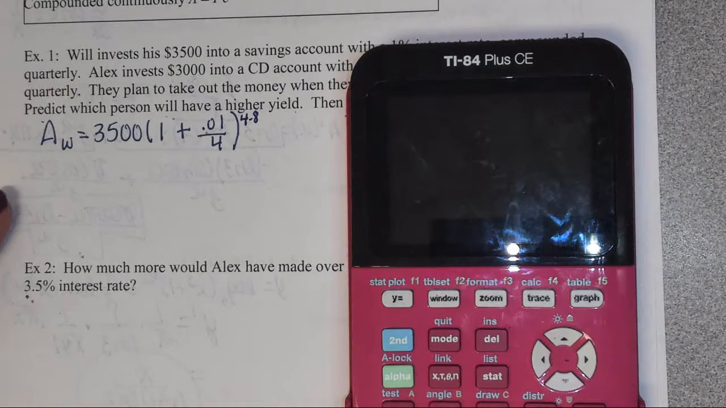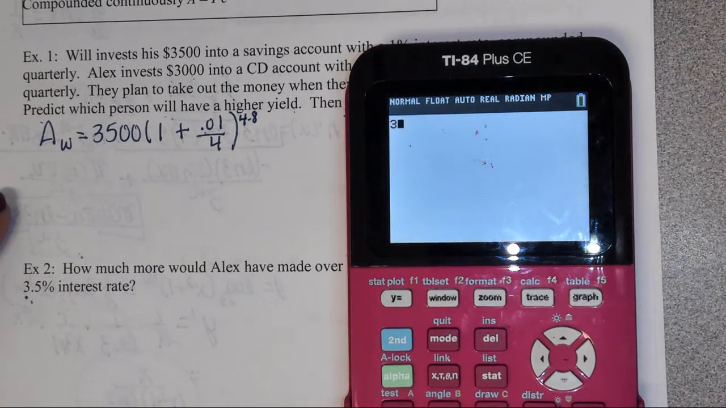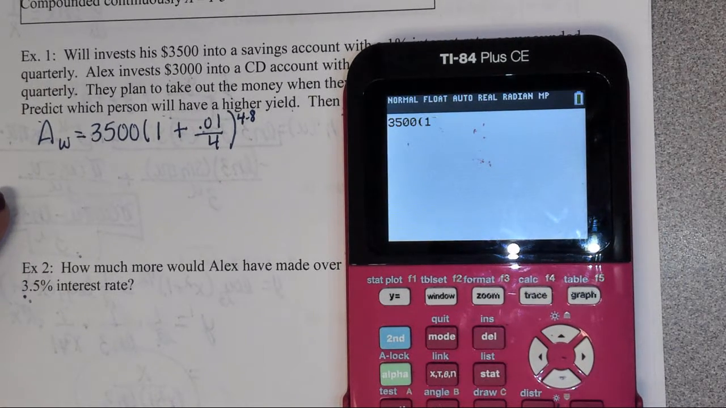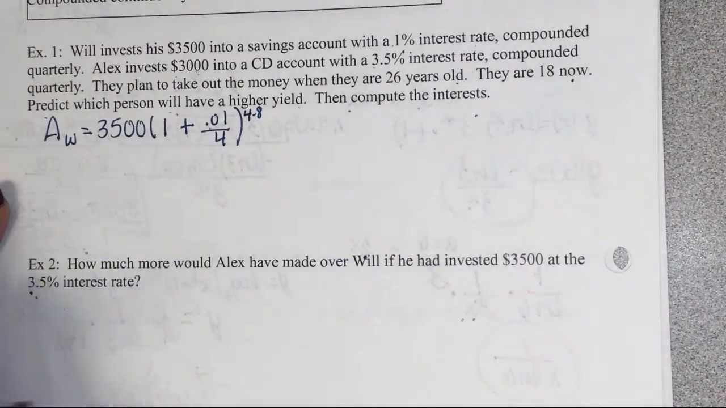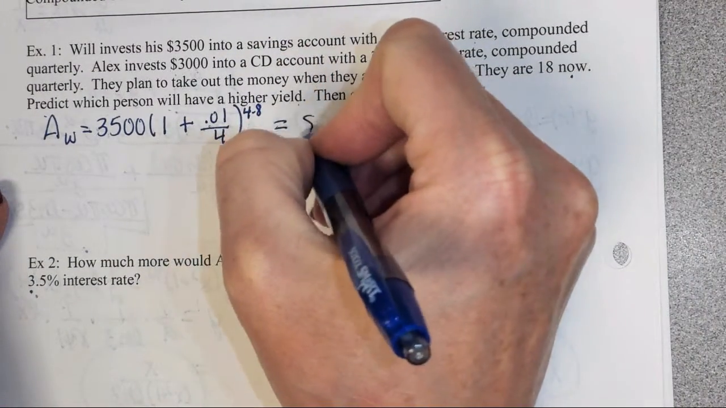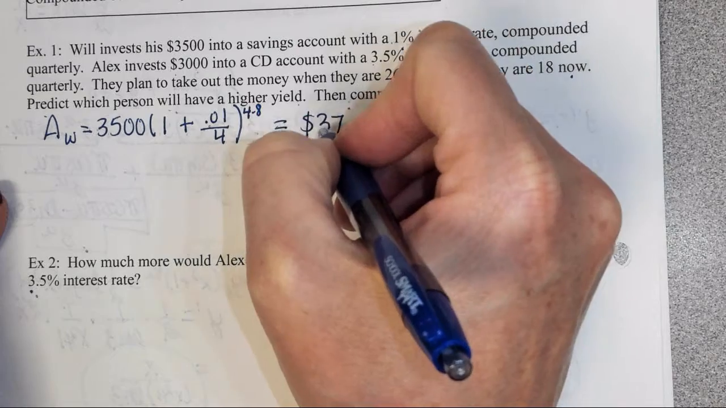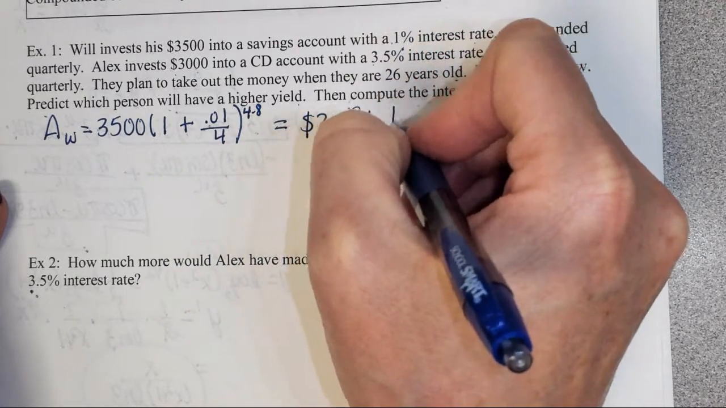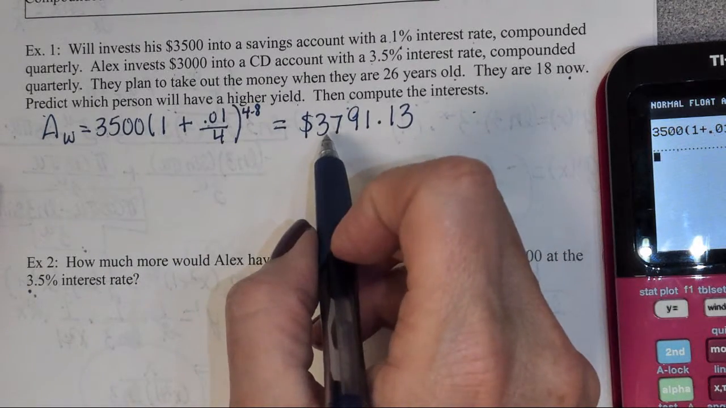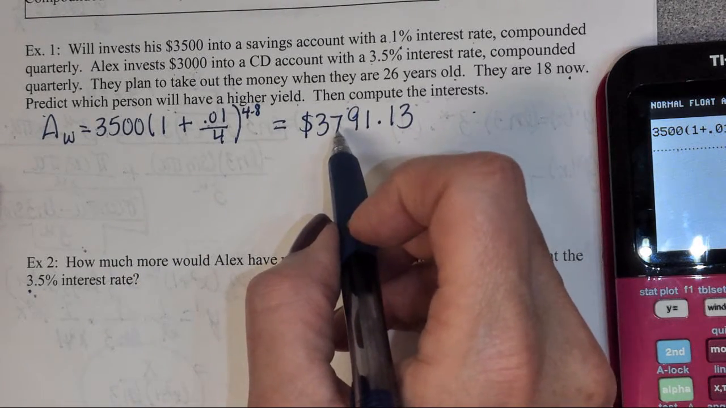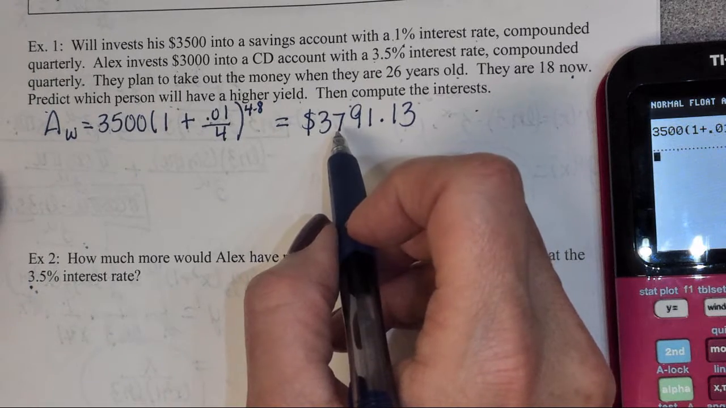All right, so to figure out how much money Will is going to have, $3,500 times (1 plus 0.01 divided by 4), raised to 4 times 8, or you can just put in 32, of course. Okay, so after that amount of time, Will is going to have $3,791.13. Did he make very much money over those 8 years? No, only a couple hundred, almost $300, but not quite.